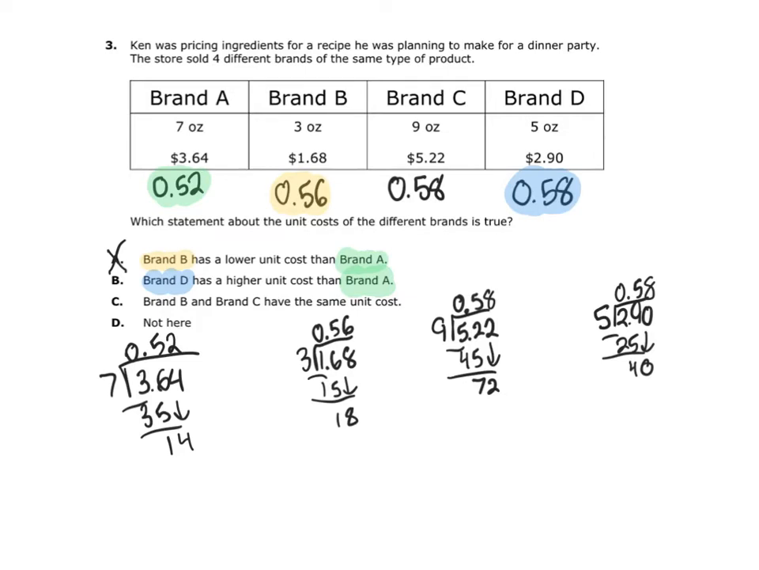Now let's look at the next one. Brand B, which is in the yellow, and brand C, we'll put it in red now, have the same cost. Well, 58 and 56 are not the same, so answer choice C is wrong. We did say B was correct, so that would be our answer because there is an answer that is here.